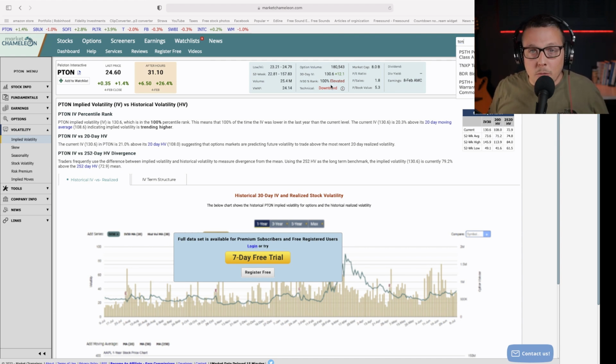Now it would be a terrible time to buy options, which is why I'm not going to buy the puts right now on Peloton. Everyone's like, Peloton goes down every day. Buy the puts, buy the puts, buy the puts. When you buy an option, we want our options to go up in value. So when you buy an option with an elevated historical IV rank, you are shooting yourself in the foot. You are putting yourself at risk of IV crush.